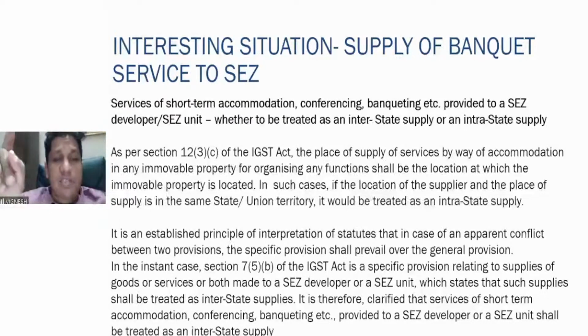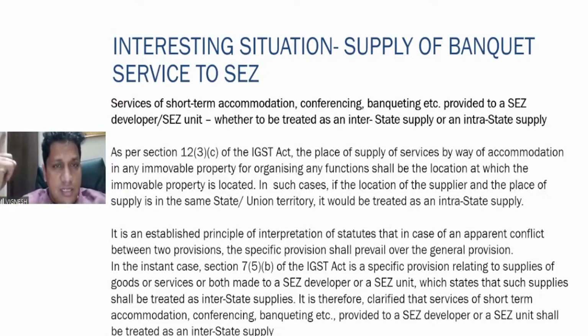Section 7 subsection 5 is the specific provision, because it clearly says that any services which are provided to a special economic zone shall be interstate supply. So therefore, it's clarified that any accommodation, conference or banquet services which are provided to a special economic zone developer should be considered as an interstate supply only and not an intrastate supply.